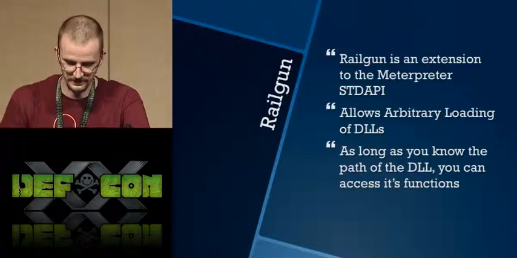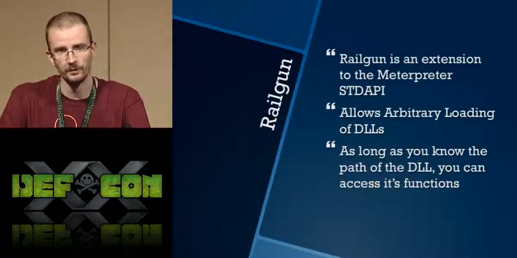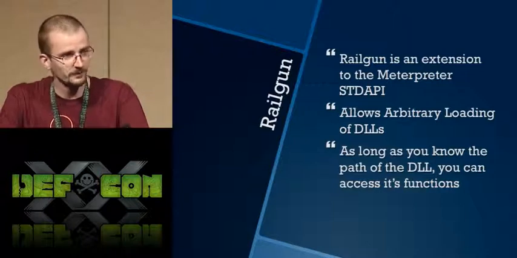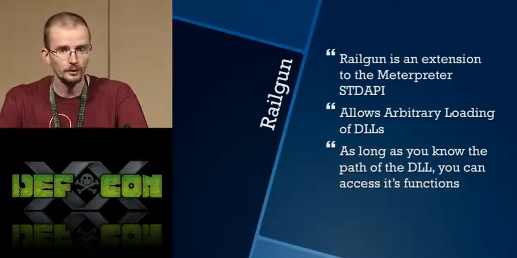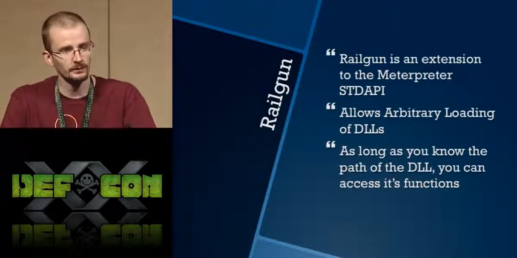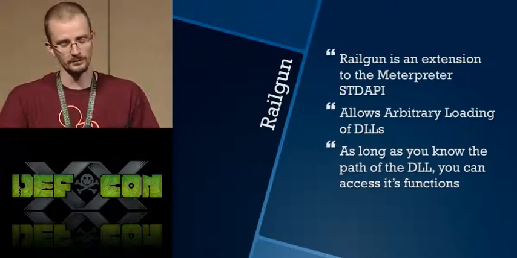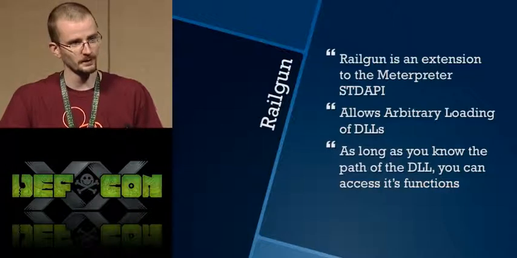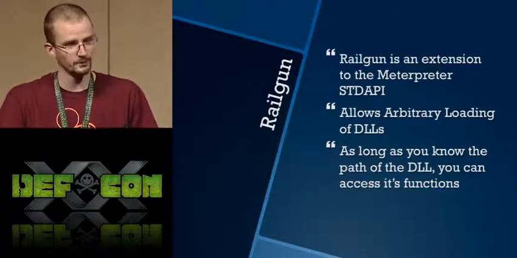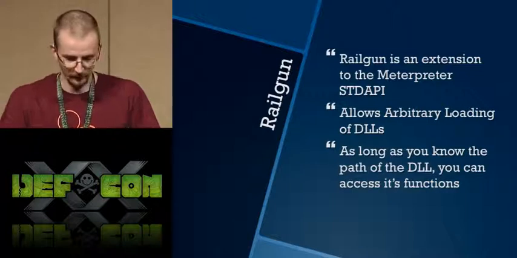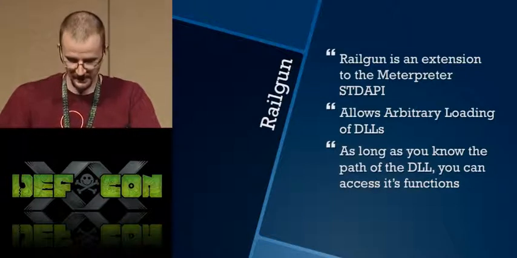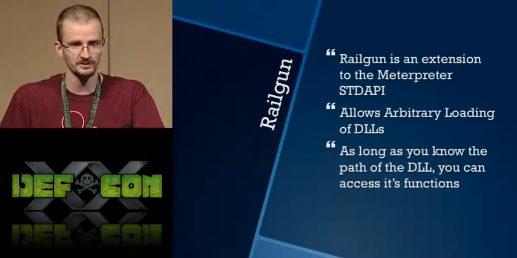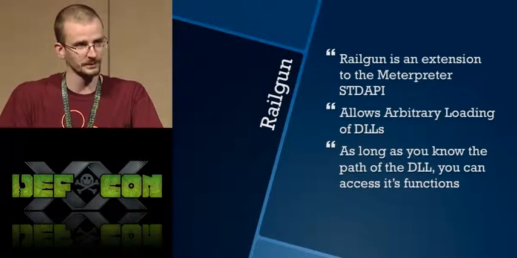Basically, it's a part of the standard API that allows for arbitrary loading of DLLs on the system. As long as you know the path of the DLL that you're trying to load, you can just pass that information into Railgun. It will map the DLL into memory, and then you can actually get function pointers out of that module. So it's doing runtime dynamic linking, and we're doing it on the fly. So we pass it a DLL name, then we pass it some function names, and we get to call that function as if it was already coded directly into Meterpreter.